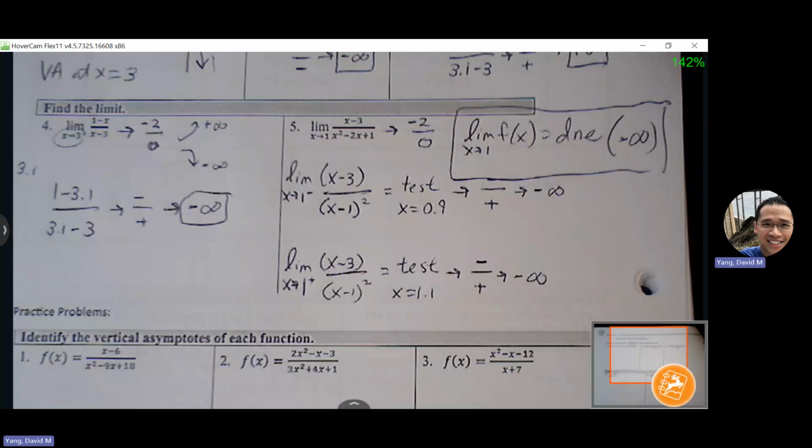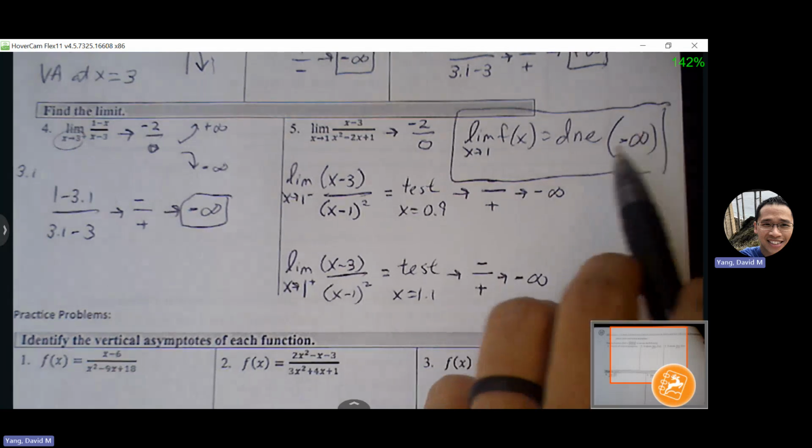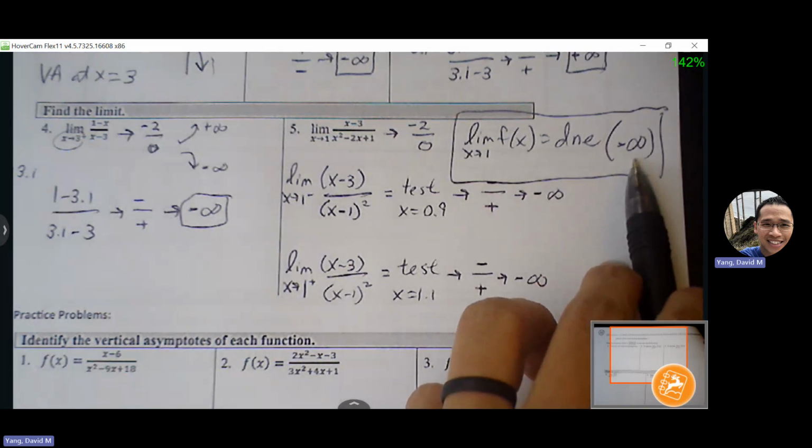So in this case, the one-sided limits are both going to negative infinity. We can create a subcategory that the limit doesn't exist, subcategory negative infinity.